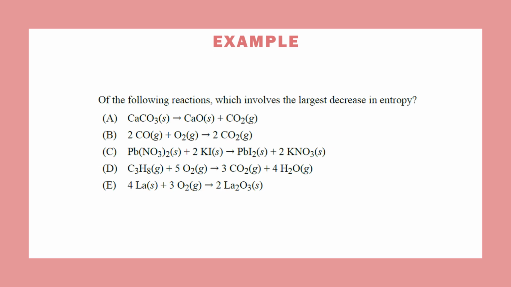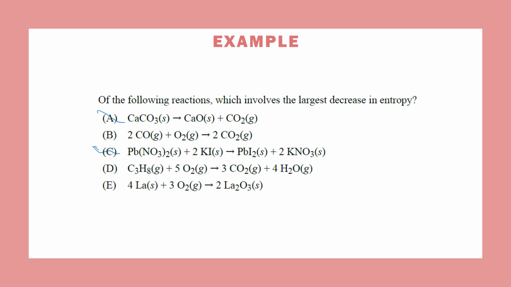And finally, here's a thermodynamic multiple choice question. The largest decrease in entropy. So it's getting more organized. It can't be A. A is increasing in entropy because you're going from one solid and splitting up into a solid and a gas. B is going from 3 particles of gas to 2 particles of gas, so maybe. C is going from 3 particles of a solid to 3 particles of solid. I'm guessing that one's probably not it because there's no way for us to tell based on the structures. For D, we have 6 molecules of gas going to 7 molecules of gas.